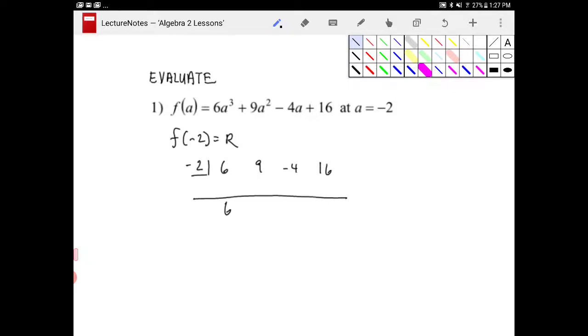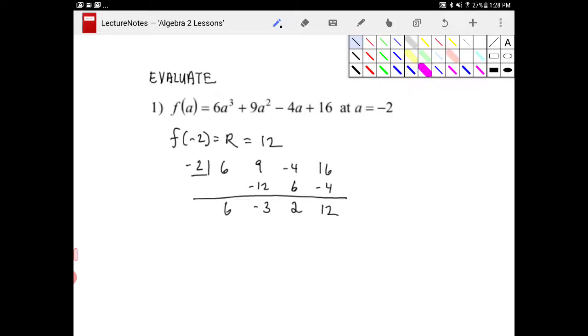So this is 6. -12 plus 9 is -3. -2 times -3 is 6. -4 plus 6 is positive 2. 2 times -2 is -4. So I get 12 as a result. So this will equal 12.